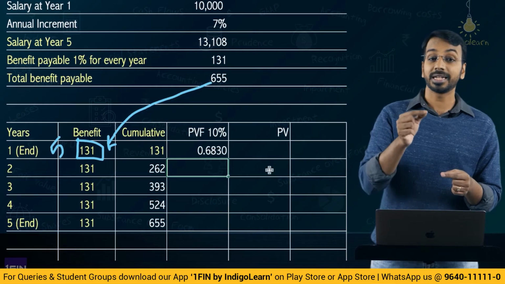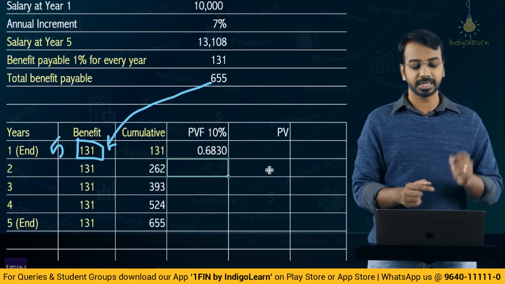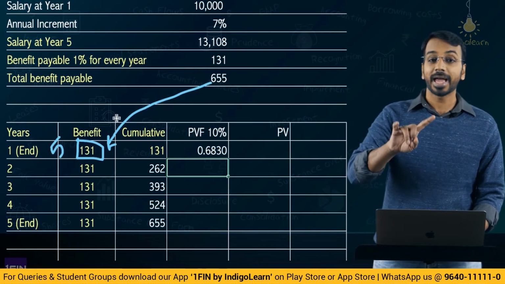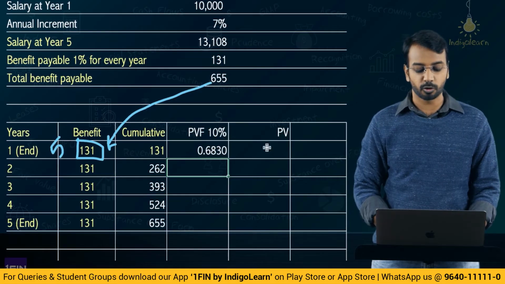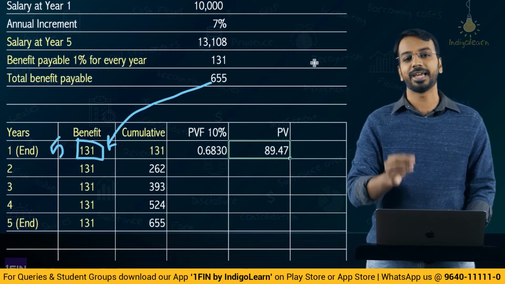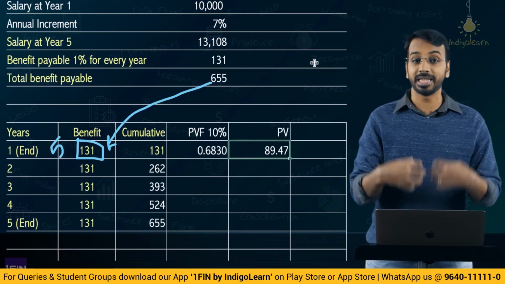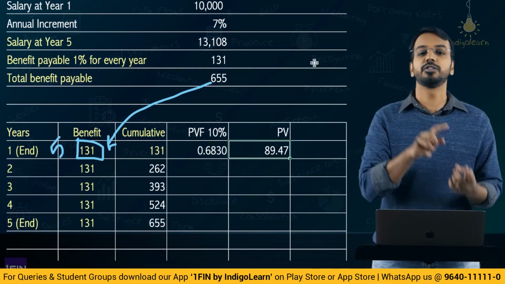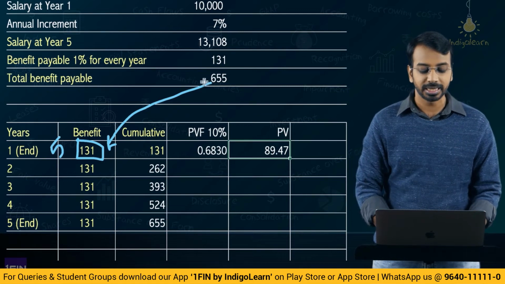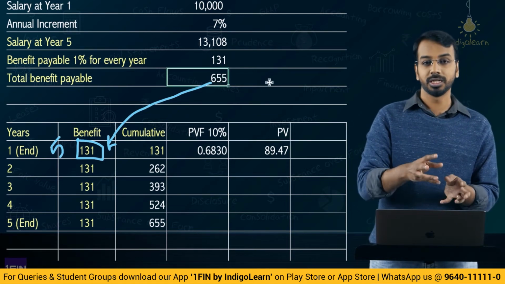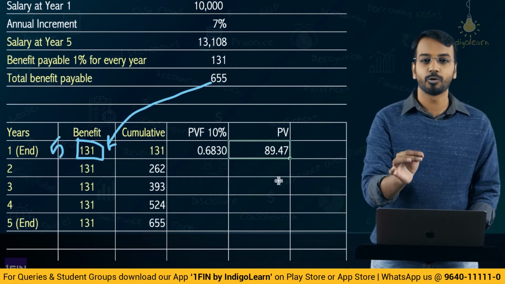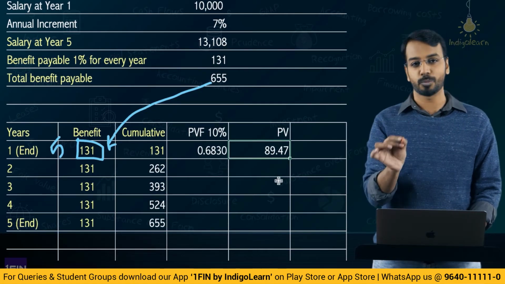1 rupee which is payable at the end of year 5 is equal to 0.6830 at the end of year 1. So, this 131 which will be actually paid at the end of year 5 is worth how much today? It is worth 131 multiplied by 0.6830, which is 89.47. So, the present value of the obligation at the end of year 5 which pertains to year 1 is 89.47. In other words, in this 655 there are two components, the cost component and the interest component, right. For year 1, 89.47 represents the cost component.